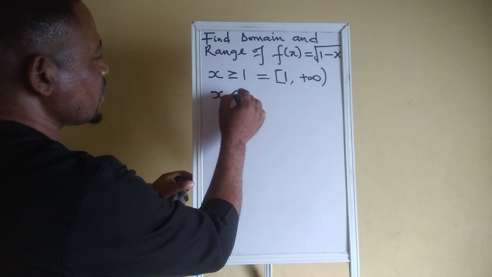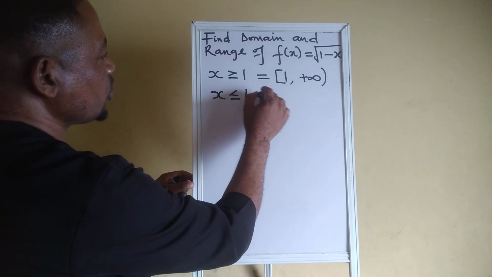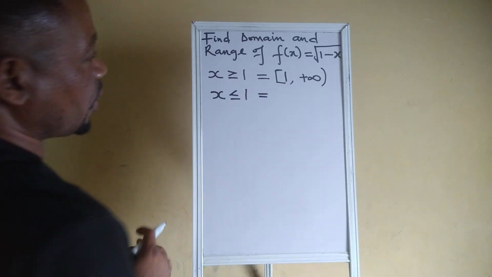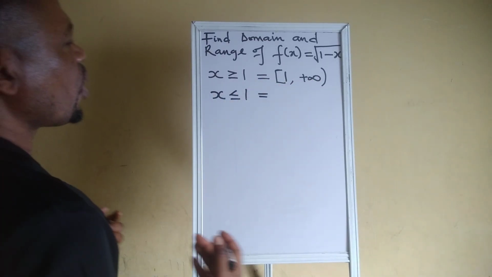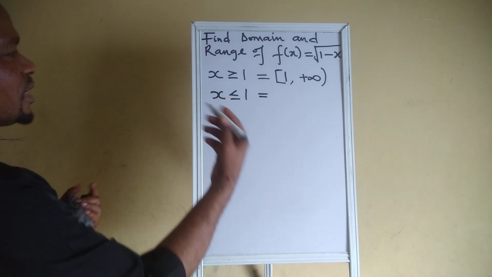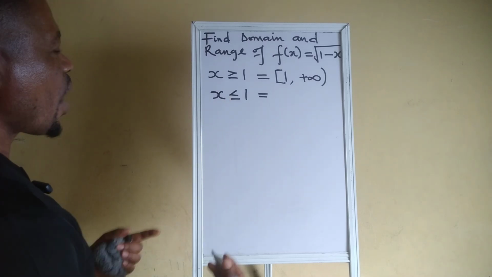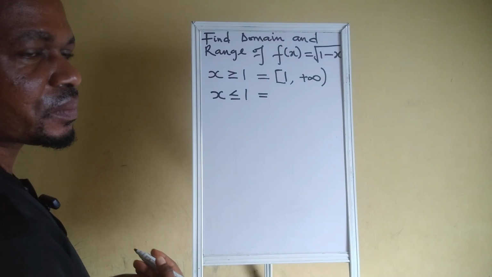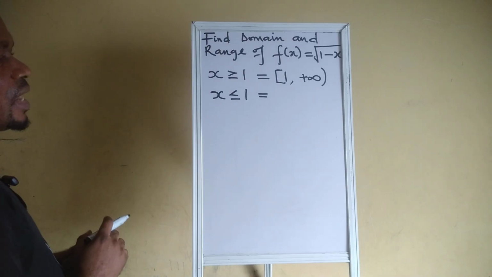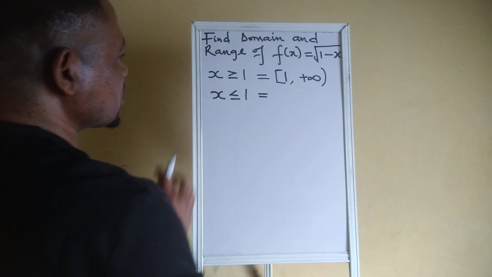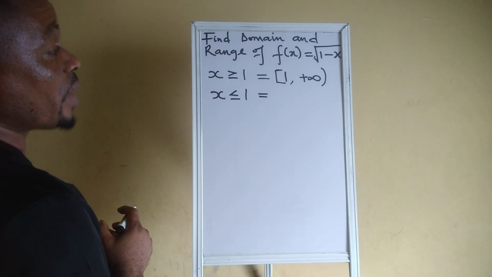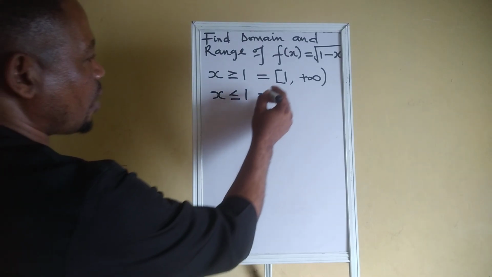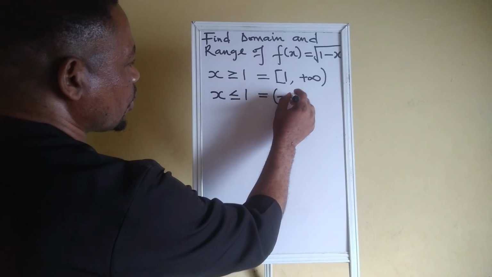x is less than or equal to 1. How do we represent it using interval notation? This is called interval notation symbol. Now, watch this. Since x is less than, the question is, where is x tending to? It is tending to negative infinity. But because it is less than or equal to 1, it still implies that 1 is a member. But this time around, since it's less than, I will start with the round bracket, minus infinity.